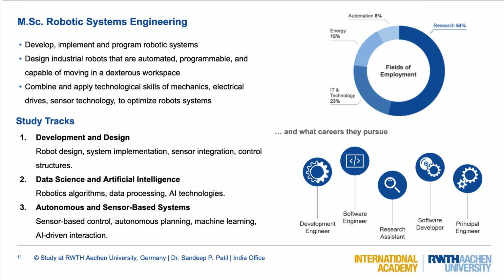So the first robotic system engineering track is design and development, where we are focusing on the mechanical side of the robots, where the robot design, system implementation, sensor integration, control structures, all these points will be covered. The second part is data analysis, data science, and artificial intelligence.